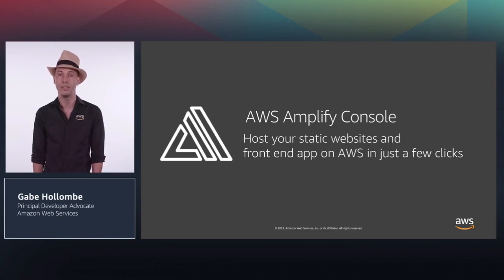AWS Amplify Console is a static web hosting service that accelerates your application release cycle by providing a simple CI/CD workflow for building and deploying static web applications. Simply connect your application's code repository in the console, and changes to your front end and back end are deployed in a single workflow on every code commit.